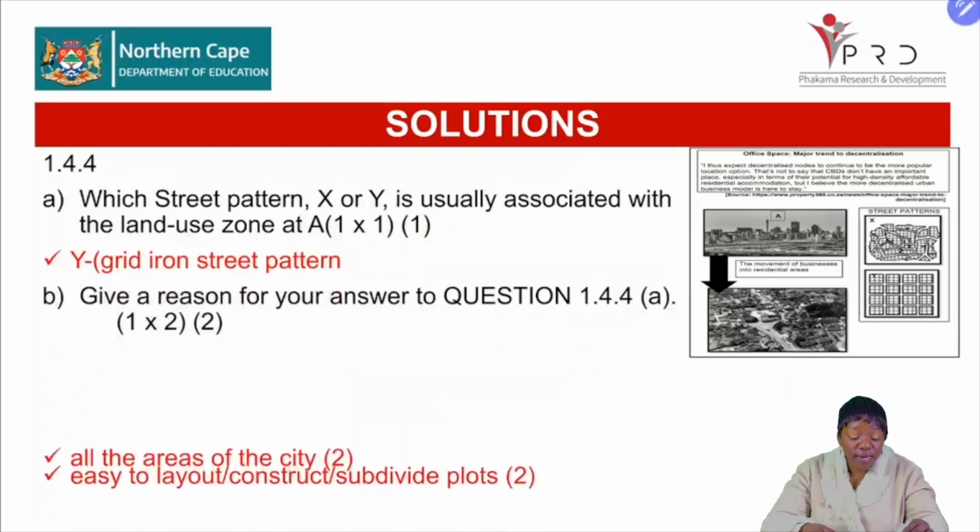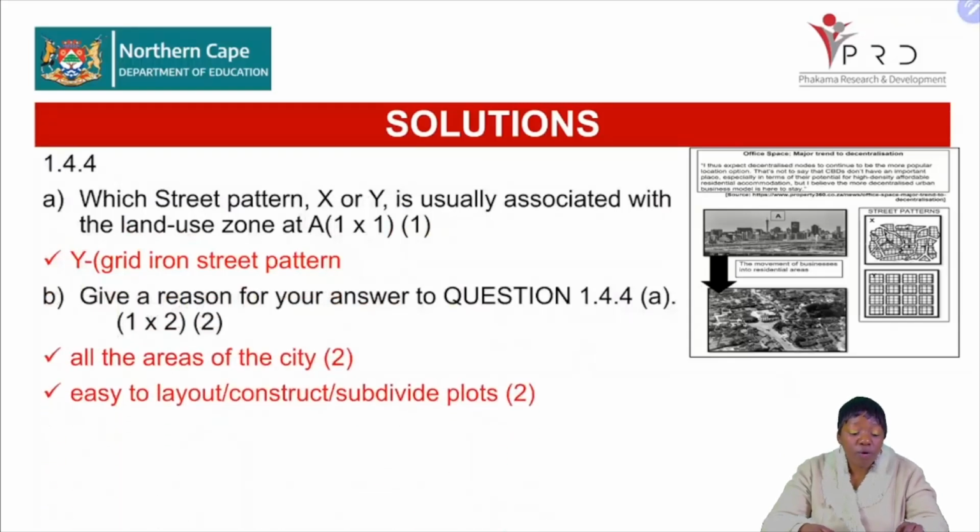Then giving a reason, all the areas of the cities, or we are saying it is easy to lay out, or it is easy to construct, or it is easy to subdivide the plots. Because in the CBD, remember, we've got the tall buildings and we've got so many businesses happening. So therefore, we need to subdivide those plots. Hence, it is more applicable in the CBD.